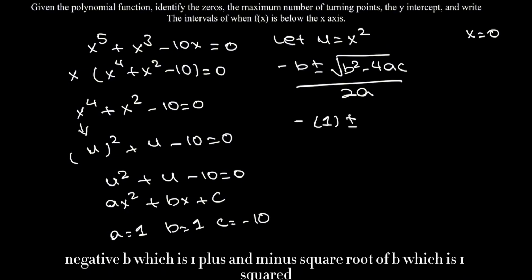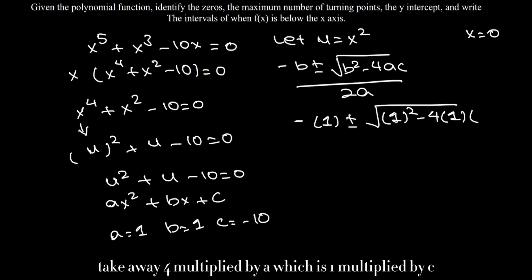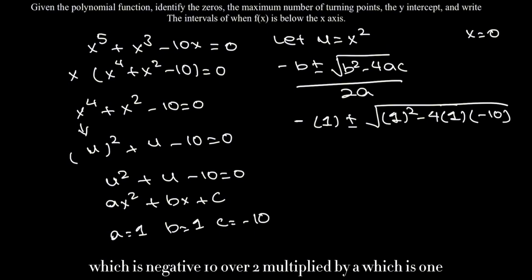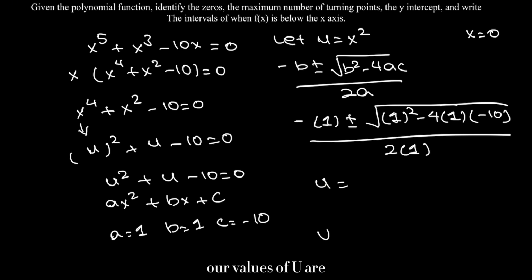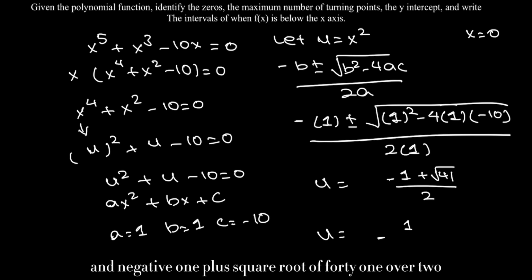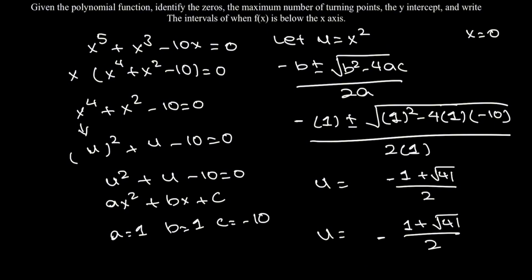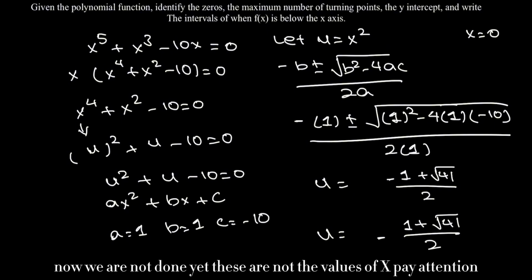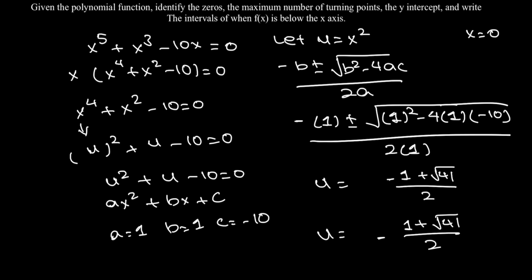Negative b, which is 1, plus and minus square root of b, which is 1, squared, take away 4 multiplied by a, which is 1, multiplied by c, which is negative 10, over 2 multiplied by a, which is 1. Our values of u are negative 1 plus square root of 41 over 2 and negative 1 minus square root of 41 over 2. Now we are not done yet. These are not the values of x. Pay attention.